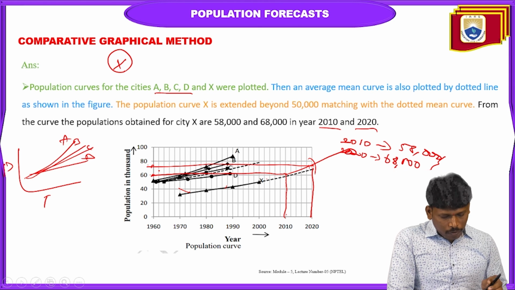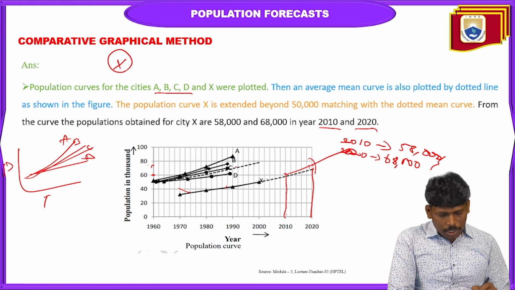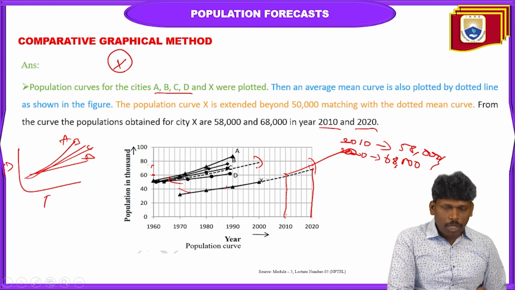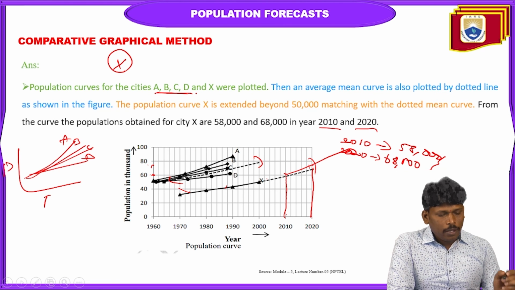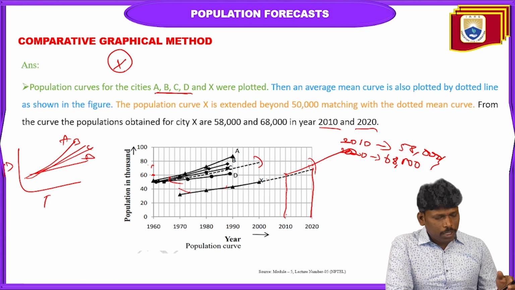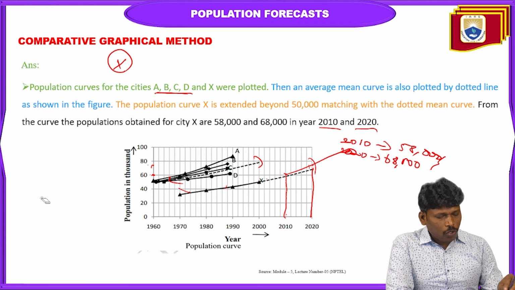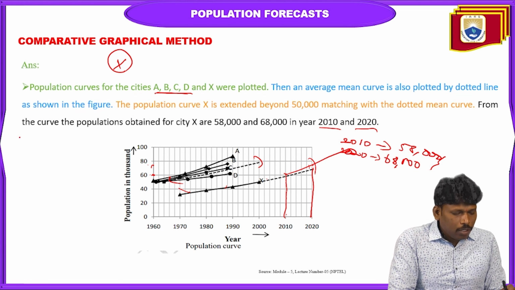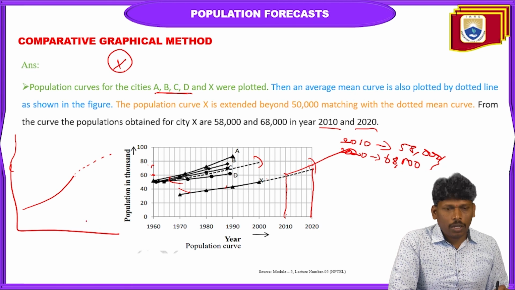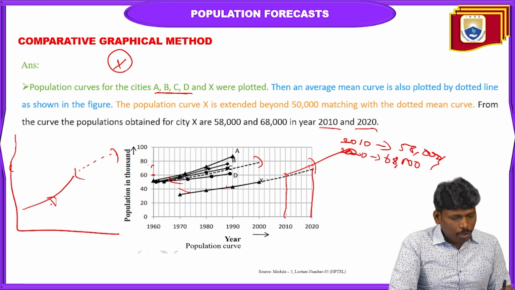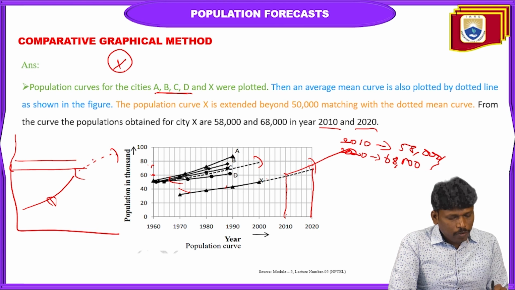Then you see another dotted line in between A, B, C, D. This is the mean value of all the four considered cities. I'm just giving some concluding points on this. First, we need to plot the given population on the graph, then extend to the required year. This is the way of representing the extended population. This is the known population, and this is extended.